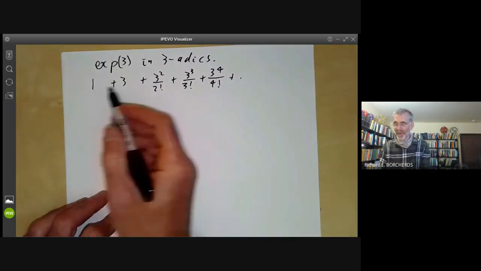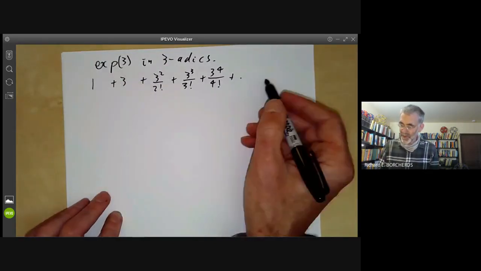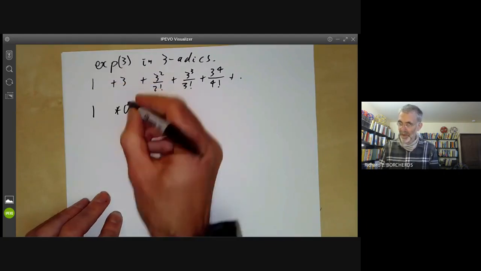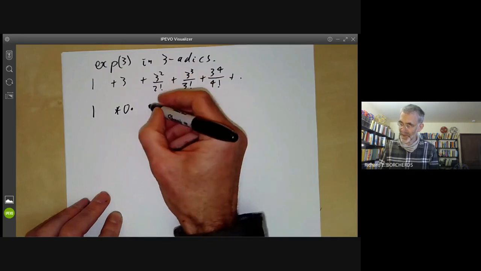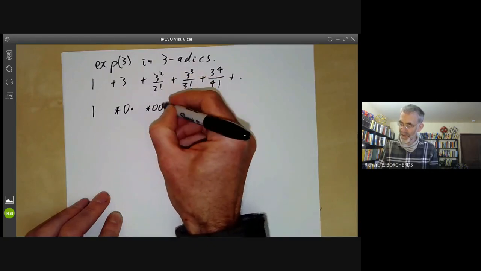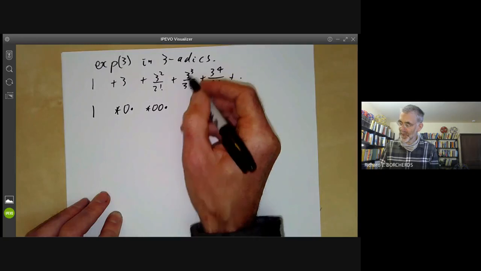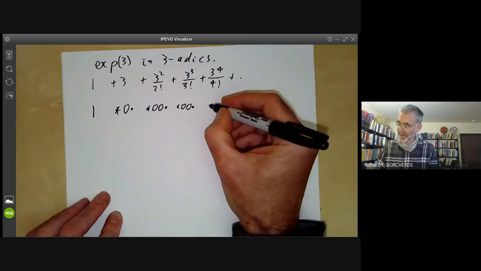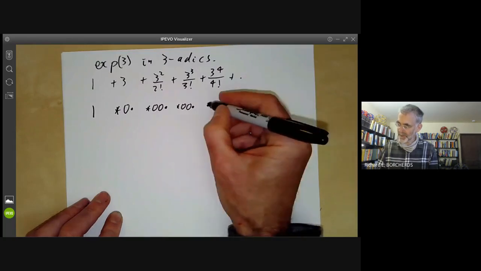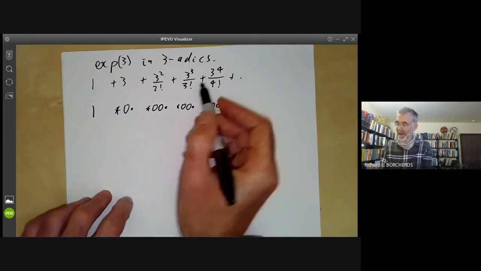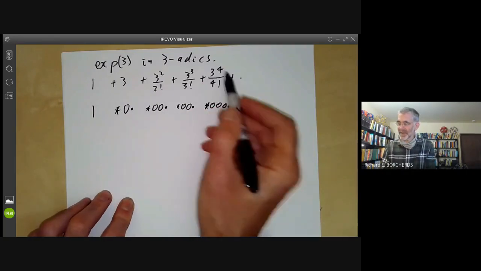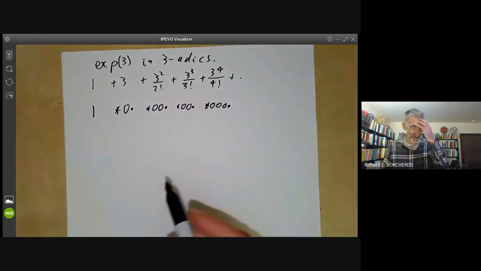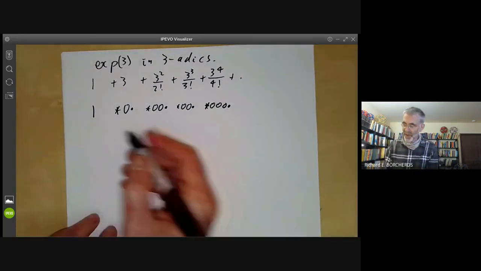And let's write these numbers in base 3. So that's going to be a 1, and that's going to be naught point something. This is 3 squared, so it's going to be something naught naught point. And this is 3 cubed over 3 factorial, so it'll again end in 2 zeros. And this will now end in 3 zeros, and so on. So you can see the number of zeros this ends with, if you write it out 3-adically, seems to be increasing, which suggests that it should converge. So let's take a look at this more precisely.